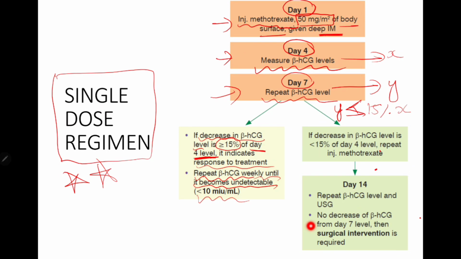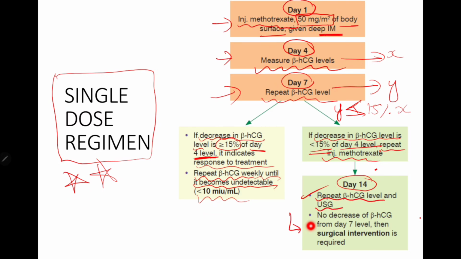Okay, and you are going to check this beta HCG level weekly until it becomes undetectable. Now, if the scenario is that the decrease in beta HCG level is less than 15% of day 4 level, then I'll need to repeat giving the injection. Very important. If the decrease is less than 15% of day 4 level, I need to repeat injection methotrexate. And on day 14, I am going to repeat beta HCG level again, as well as do an ultrasound.